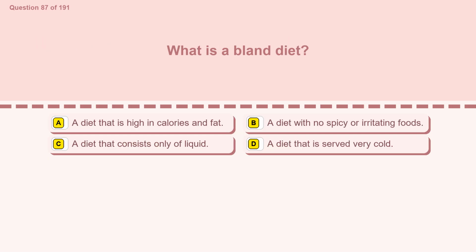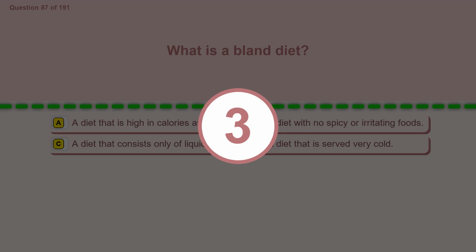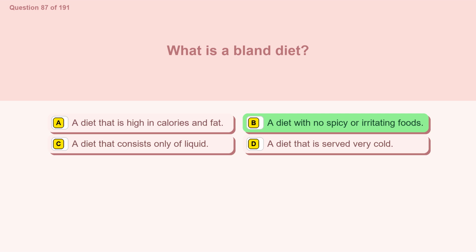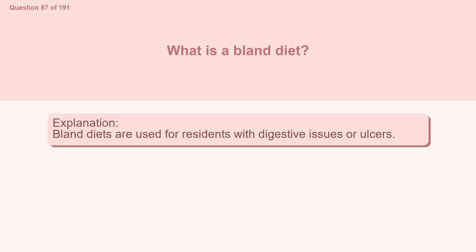Question 87. What is a bland diet? Option A, a diet that is high in calories and fat. Option B, a diet with no spicy or irritating foods. Option C, a diet that consists only of liquid. Option D, a diet that is served very cold. The correct answer is option B, a diet with no spicy or irritating foods. Bland diets are used for residents with digestive issues or ulcers.